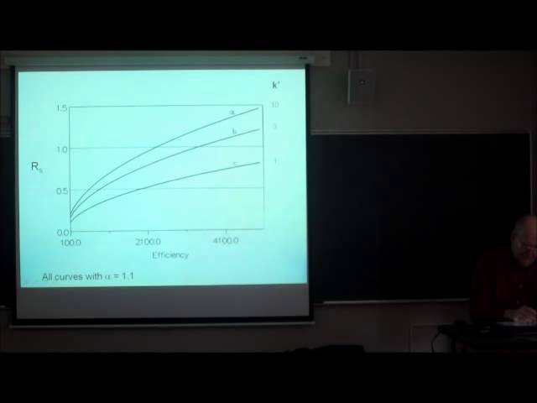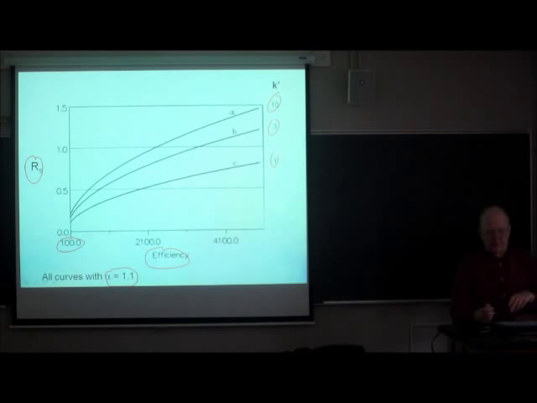Here's a couple of plots of resolution versus efficiency. This has no asymptote. It just keeps going up and up. It's curved because it's a square root relationship. By the way, this is not zero over here. It's 100 units of efficiency, and it just goes up as a square root. And A, B, and C are just different values of k prime: 10, 3, and 1. And in all cases, alpha is assumed to be 1.1. But the shape of the curve really doesn't depend on this or that. It's a square root relationship.